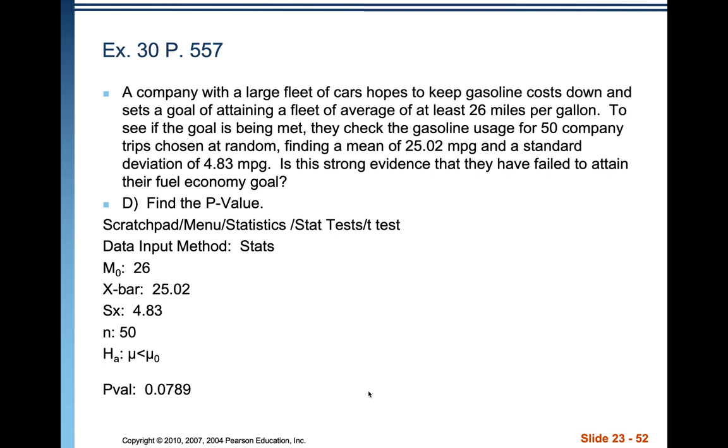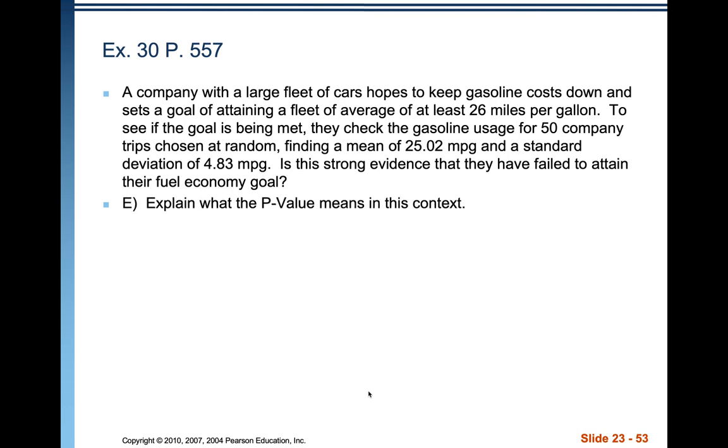So mu naught is 26, x bar is 25.02, Sx is the sample standard deviation of the observations, so that's 4.83. n is 50. Notice you don't have to divide by square root of 50. The calculator is going to do that for you. So you put the actual standard deviation you're given, and you put in what the sample size is, and the calculator takes care of it. You do need to indicate which type of alternative you have, that mu is less than mu naught. And we get a p-value of 0.0789.